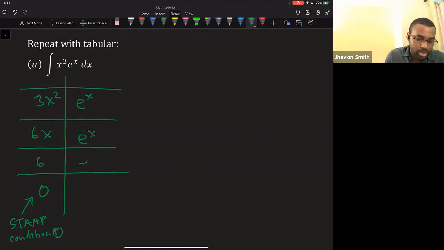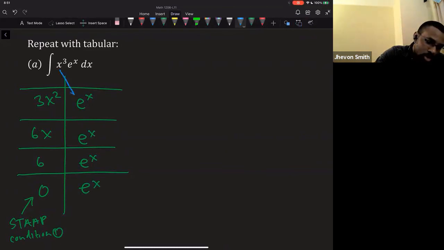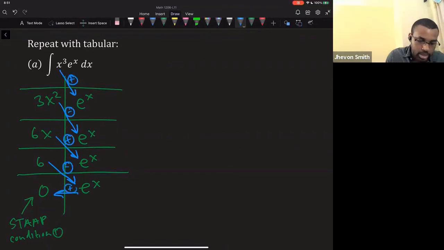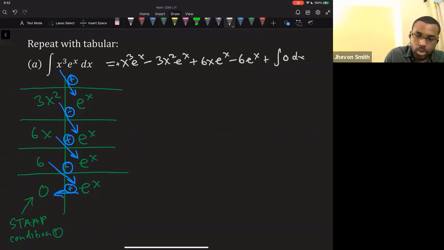E to the x, this one is easy. Then you multiply down the diagonals. So it's x cubed times e to the x, this times this, this times this, this times that. So it's plus this, minus that, plus this, minus that, plus this. It turns out this is going to be equal to plus x cubed e to the x minus 3x squared e to the x plus 6x e to the x minus 6e to the x plus the integral of 0, which of course is just your plus c, right?